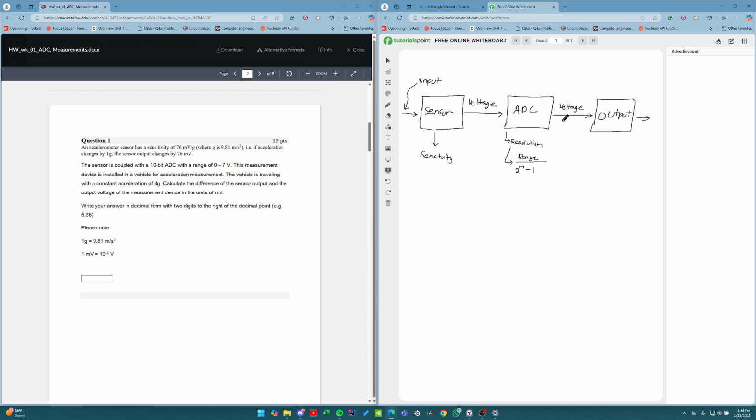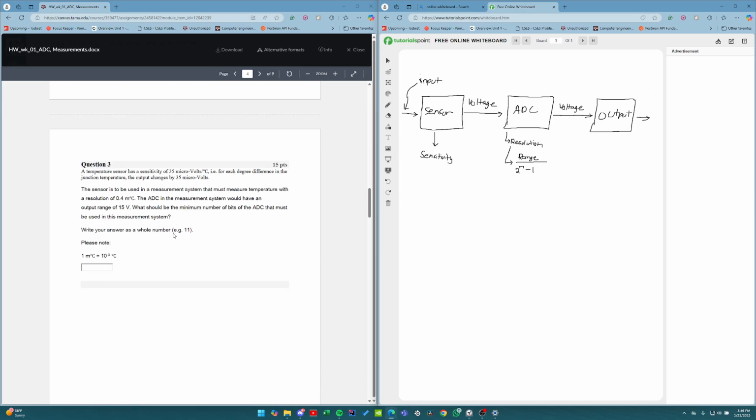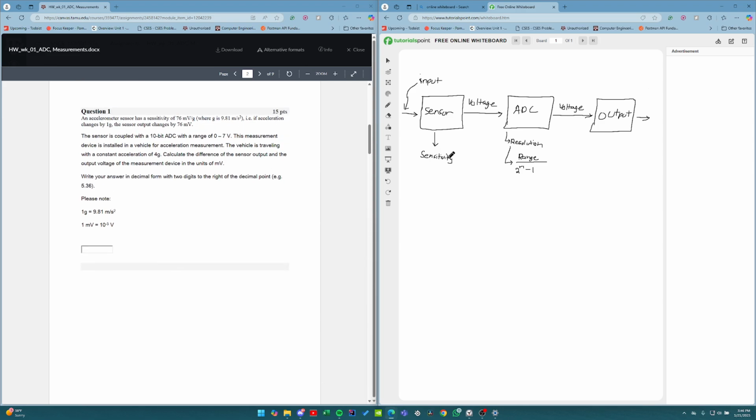Then the output turns that voltage into an output. Say the input is read in G's, in this example it would be outputting in G, or meters per second squared. Now that we have this fundamental understanding of the model, we can solve any of these questions pretty easily if you understand these words. So let's solve these one by one.